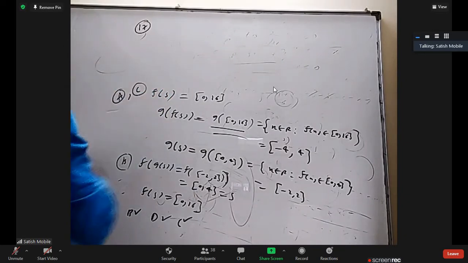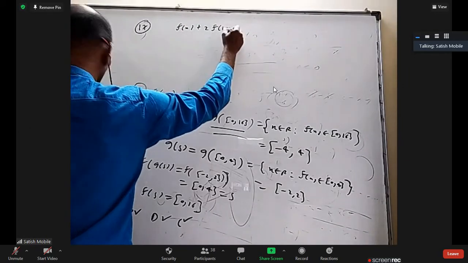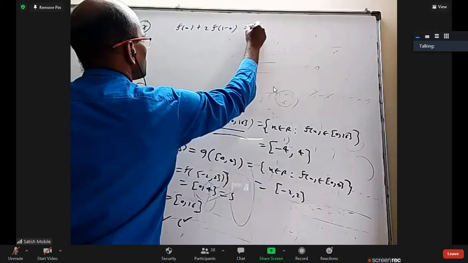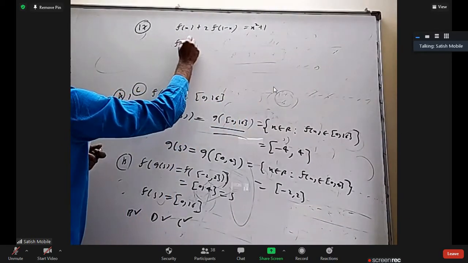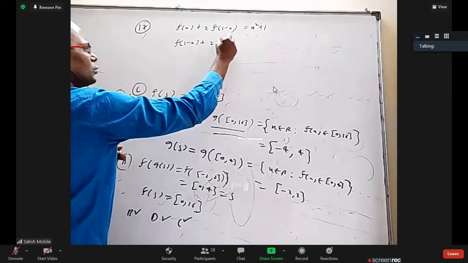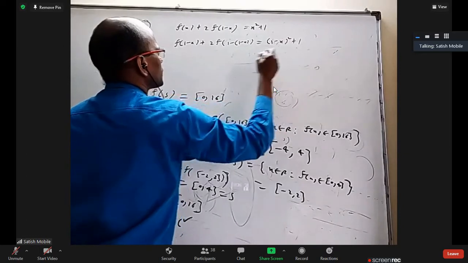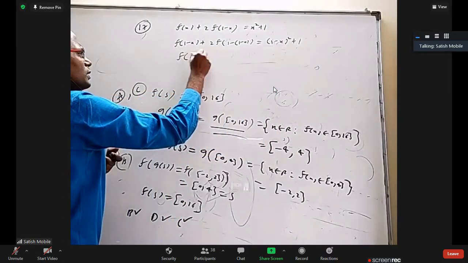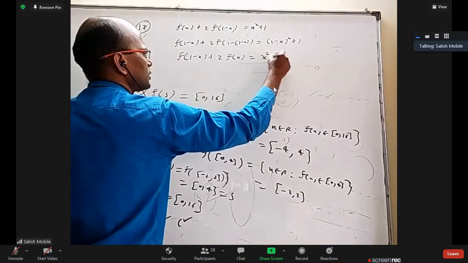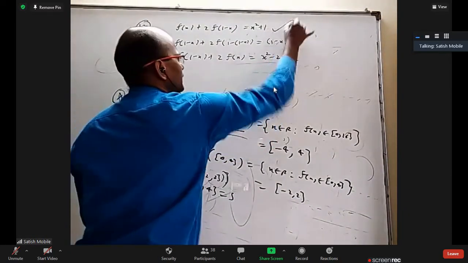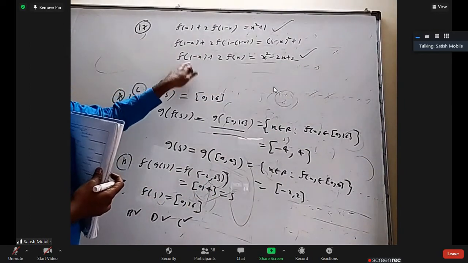So in 17, they gave f of x plus 2f of 1 minus x is equal to x square plus 1. Replace x with 1 minus x, we will get f of 1 minus x plus 2f of 1 minus of 1 minus x equal to 1 minus x square plus 1. F of 1 minus x plus 2f of x is equal to x square minus 2x plus 2. Take this and take this. You eliminate f of 1 minus x, you'll get f of x.